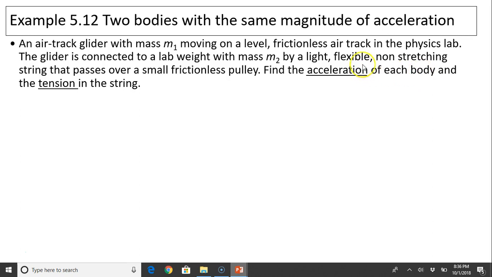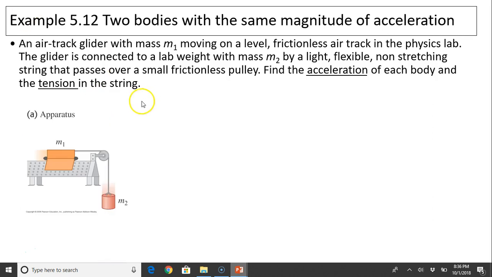These two bodies, because they are connected by the string, have the same acceleration. And we also want the tension in the string, kind of similar to the last question. So here is the sketch of the situation, the glider and the mass. They have the same acceleration, so let's treat the two as one.